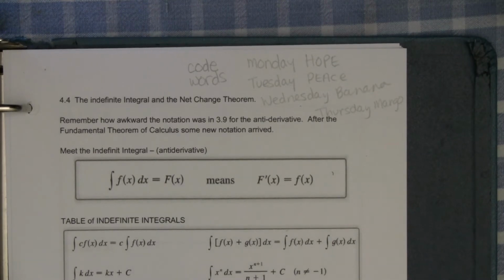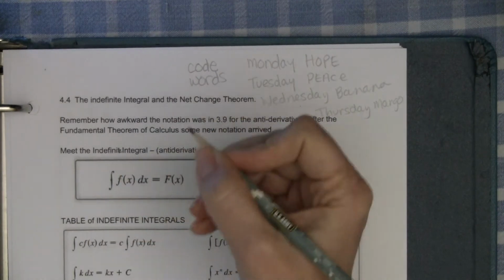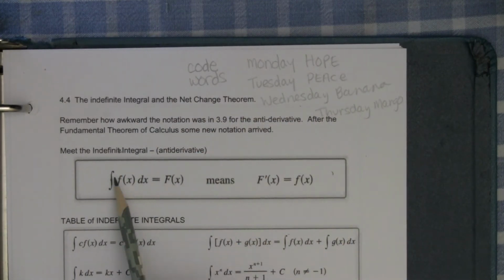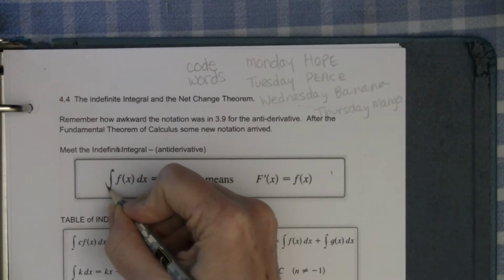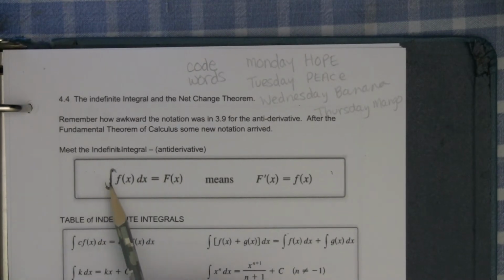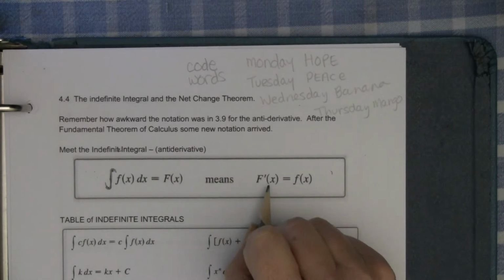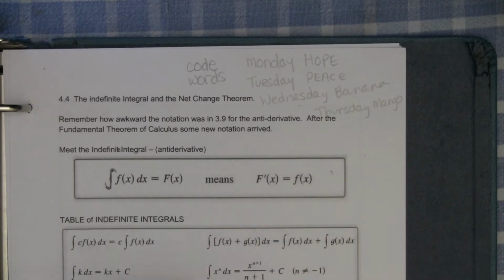So this is the indefinite integral, the antiderivative. This is the integral sign, which is a big S, which stands for sum up, like add up. So the integral of f of x dx asks us to find the antiderivative. That means that if I took the derivative, I would get back to what I started with.